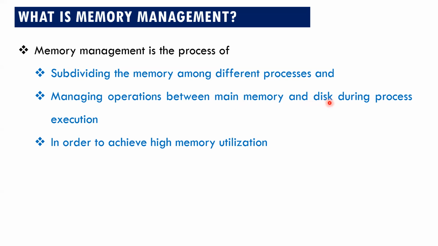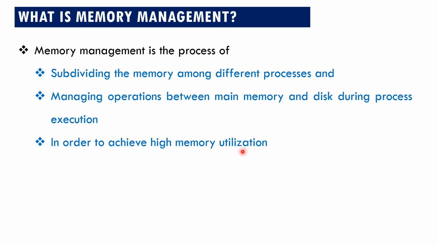So in such a case, we need to swap in and swap out the processes between the main memory and disk storage. So these are the functions of the memory management: to allocate and deallocate memory, and also to swap the processes between the main memory and disk. And the objective or the goal of memory management is to achieve high memory utilization.